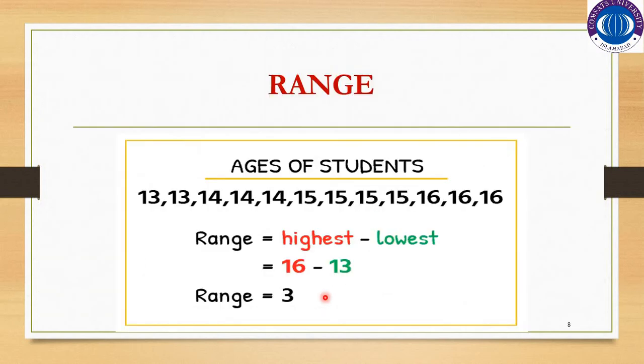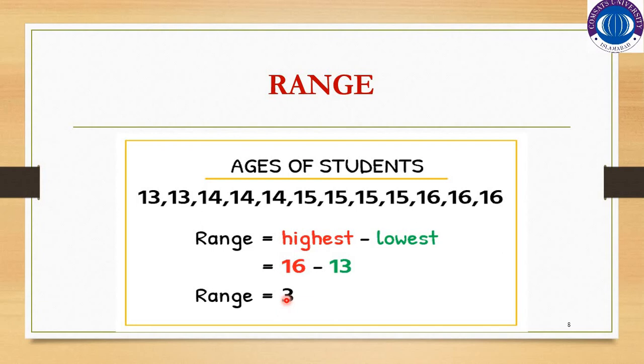How to calculate the range? Suppose we have ages of students 13, 13, 14, 14, 14, 15, 16, and we have this data set. So how do we calculate the range? We usually select the highest value and the lowest value. The highest value in the data set is 16 and the lowest value is 13. So 16 minus 13, the range is equal to 3. This is basically the range of the data set.